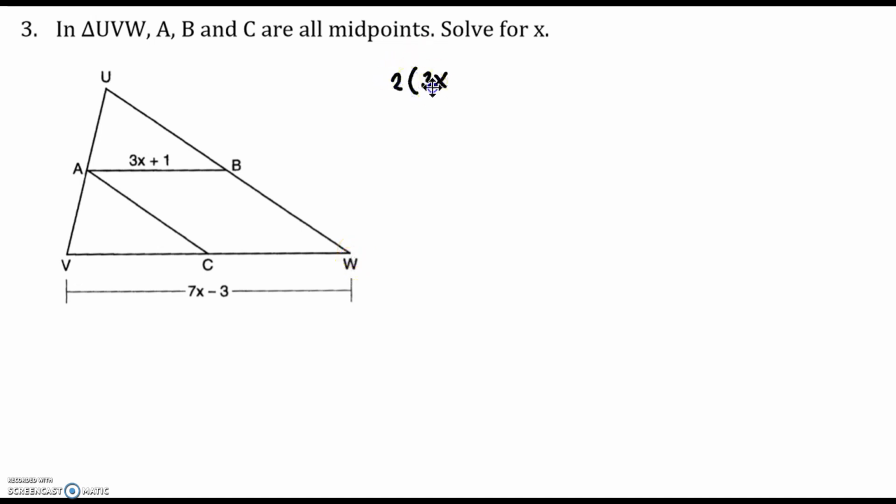Okay. Now we have segments labeled again instead of angles, so we have our 2-to-1 ratio again. So if I double the smaller portion, it should equal the larger, and then I can solve. So 6x plus 2 would equal 7x minus 3, and then x would equal 5.